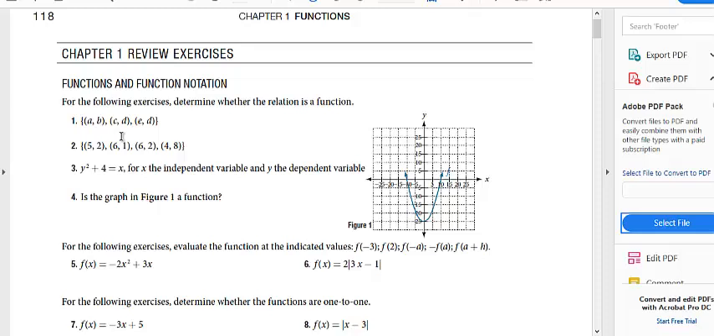Okay, number 4, it says, is the graph in figure 1 a function? So here's the graph. And so one way of doing this is looking at a vertical line test. So if I were to draw vertical lines, you would see that this curve would only be intersected at one location for each vertical line. So this is a function. This is a quadratic function of some kind.